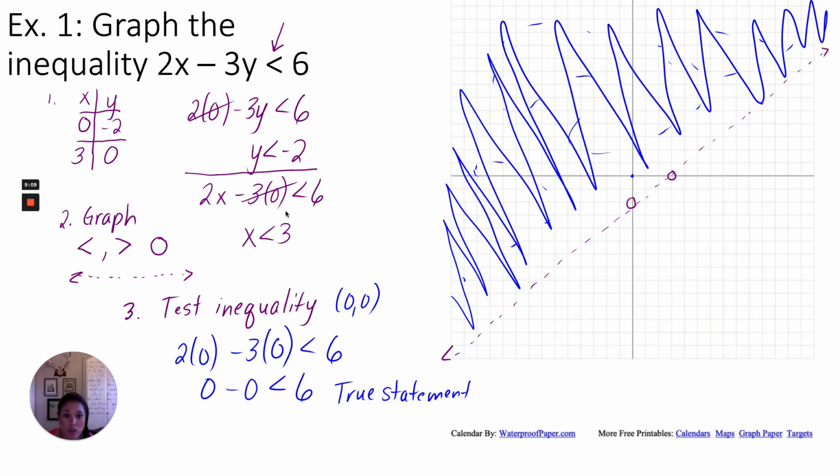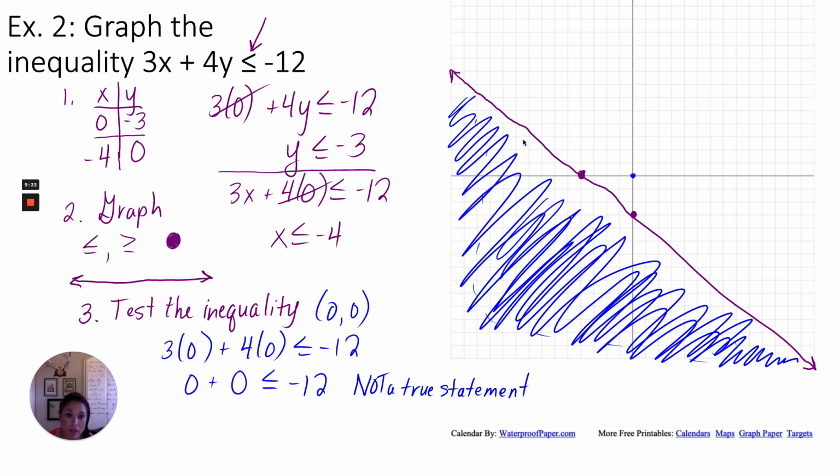I need to bring up one more thing. Now, going back to the first example, all of these points on this side of the line will make a true statement. But this dotted line also means that you cannot use the points on this line. It will not make a true statement. Only the points on this side of the dotted line. But when you have a straight line, any of the points on this straight line will make the inequality statement true.